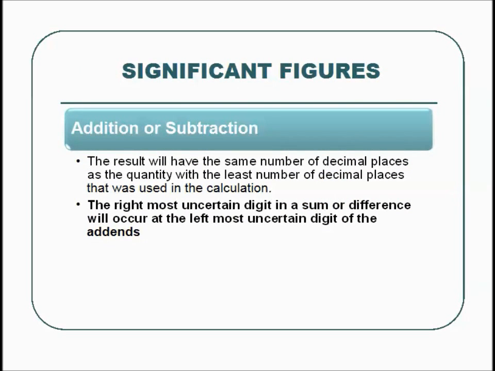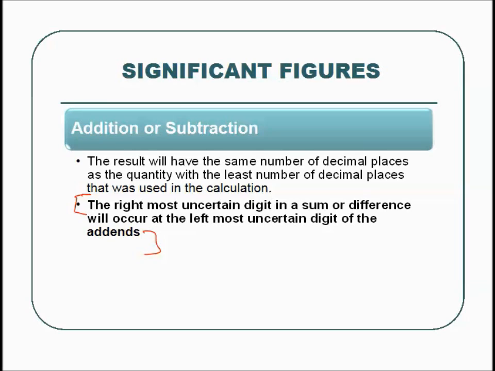So when we add and subtract these things, there's certain rules of the sign as well. This is the one I love the most, and people get confused by it. The rightmost uncertain digit in a sum or difference will occur at the leftmost uncertain digit of the addends.